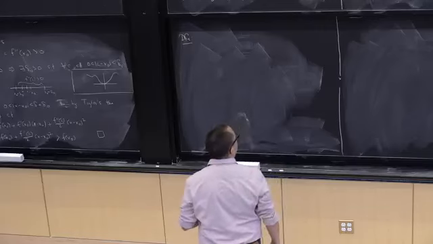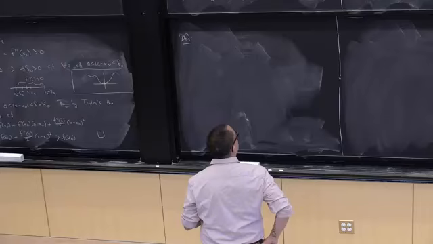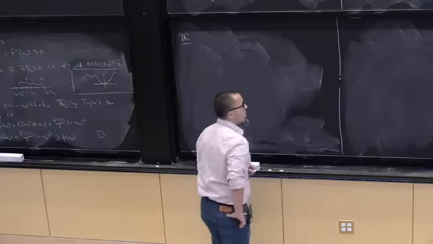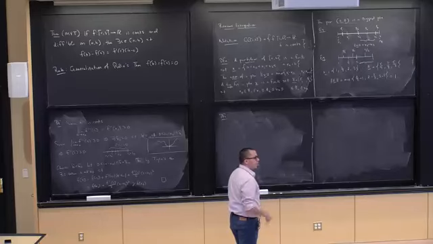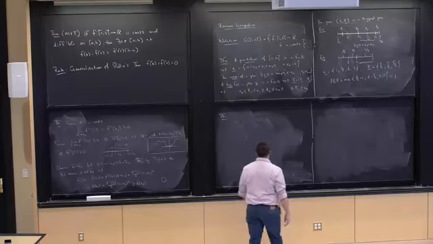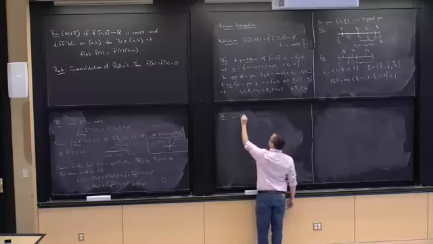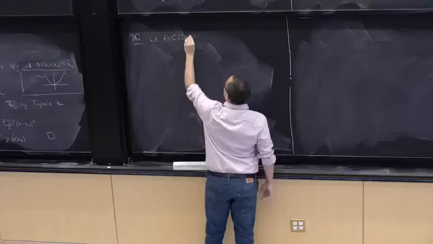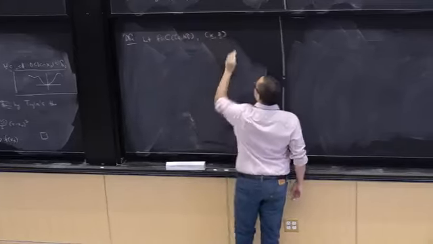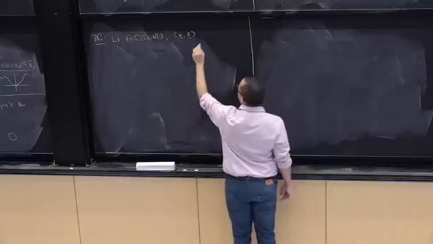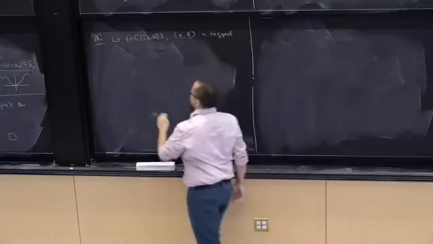Okay, so now given a tagged partition, we're going to associate a number to this tagged partition, which we interpret as an approximate area. So let f be a continuous function, and (x, c) a tagged partition.